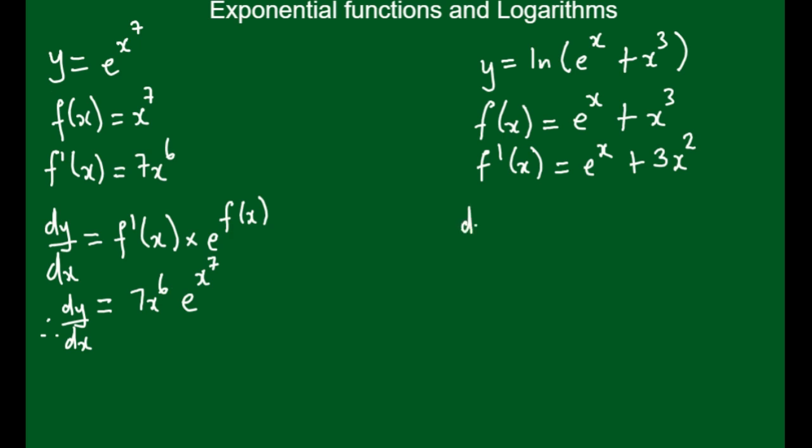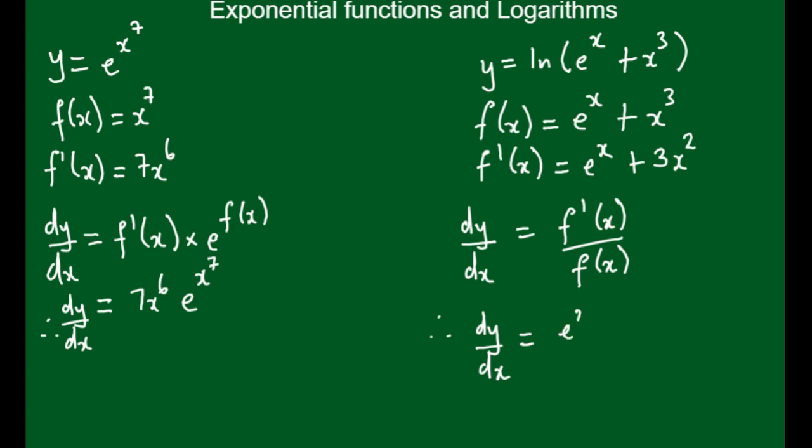So dy dx is just f prime of x over f of x. So our final answer, therefore, dy dx is equal to e to the power of x plus 3x squared over f of x, that's e to the power of x plus x cubed. So that's our final answer there.